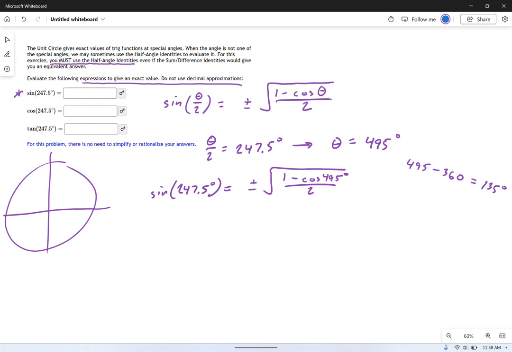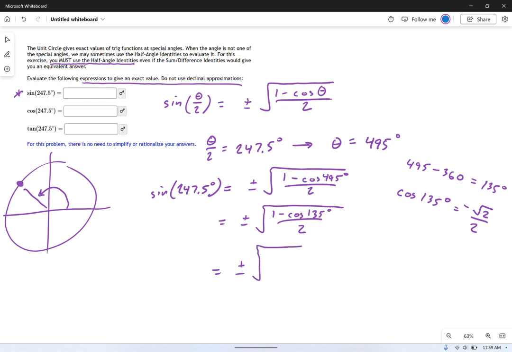Now, most people know where that is on the unit circle. That's over here. Okay, that's 135 degrees. So this becomes equal to plus or minus the square root of 1 minus the cosine of 135 degrees over 2. Okay, great. This is real progress. Now, I hope you know what the cosine of 135 degrees is. That would really help. That's going to be equal to the square root of 2 over 2, but because this is in the second quadrant, that's going to be negative. So as I simplify this answer more and more, now I've got 1 plus the square root of 2 over 2, all divided by 2.